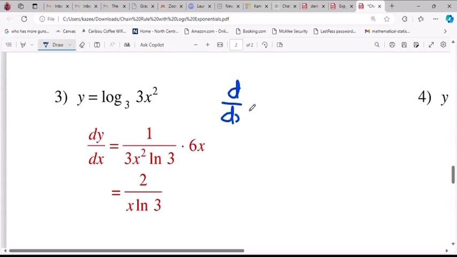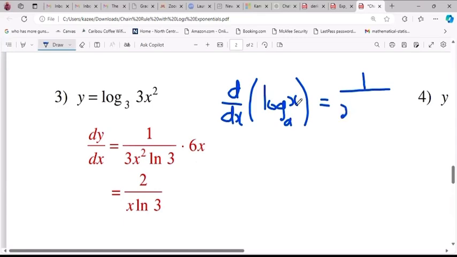For this, if I want to differentiate the log this time around, not a natural log, so I want to differentiate the log to base a of x, according to the law. If I want to differentiate this, it's always going to be 1 over the x that is here, whatever that is here, then the natural log of a.